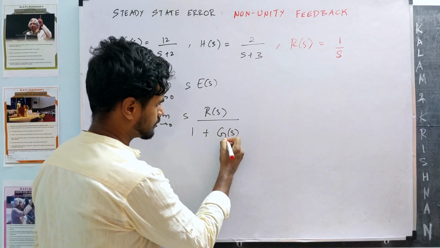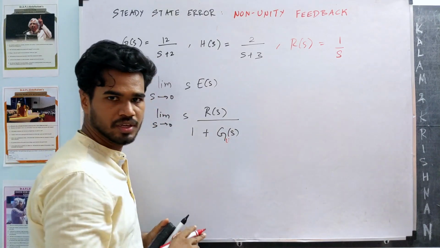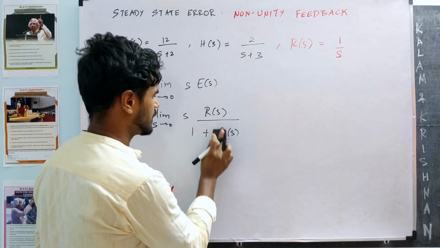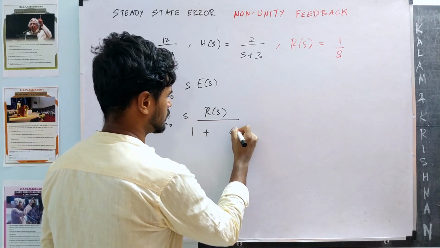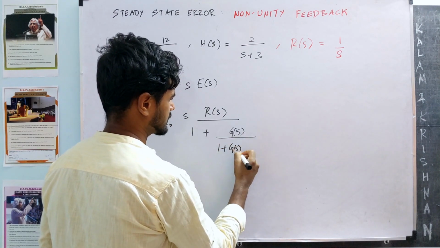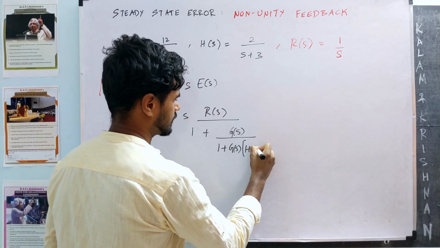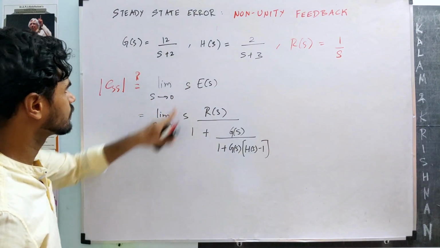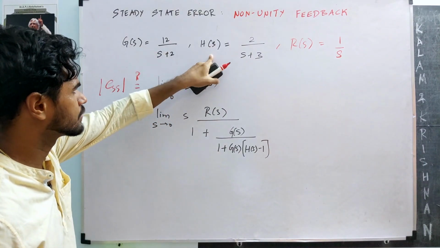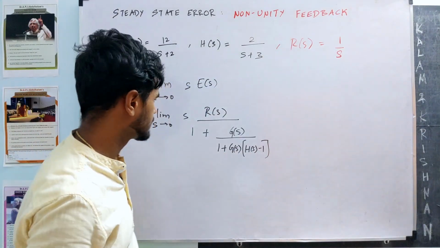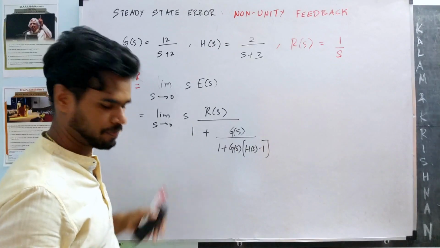We need to write the transfer function corresponding to the unity feedback system. So that would be G(s) by 1 plus G(s) into H(s) minus 1. Just plug in the values of G(s), H(s) and R(s), because it's a unit step input, it's 1 by s. Find this limit, we are done.